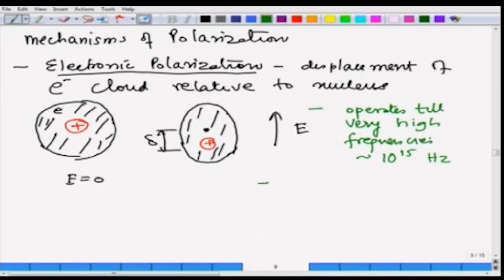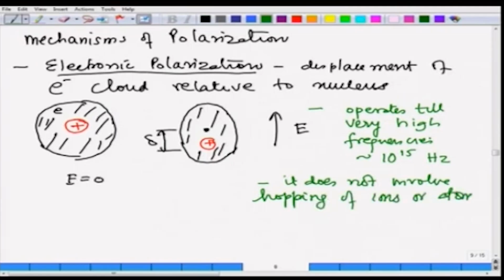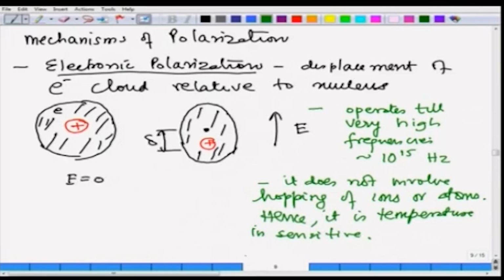The second point is that it does not involve hopping of ions or atoms. Hence, it is not a diffusion-like process, and it is temperature insensitive. In this course I will not do the mathematics of this, I will simply tell you what the different mechanisms are. So this is just a quick overview of what electronic polarization is.